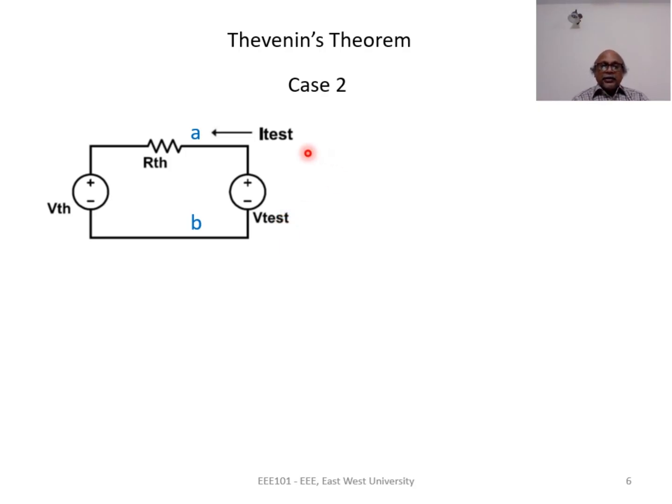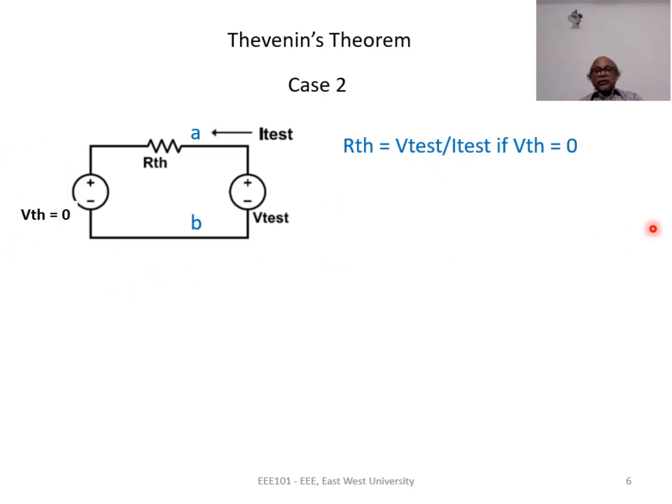And if we can determine the value of ITest, can we say that RTH is VTest by ITest? Actually, we cannot because there is another voltage source VTH. So if we want to apply Ohm's law and find out RTH in this circuit, we have to make sure that the value of VTH is 0. If VTH is 0, this will act like a short circuit, and using Ohm's law, I can say RTH is equal to VTest by ITest. So RTH is indeed VTest by ITest only if VTH is equal to 0.